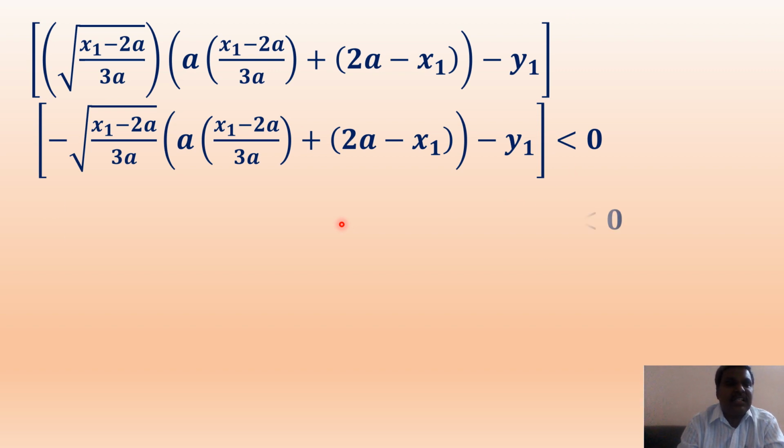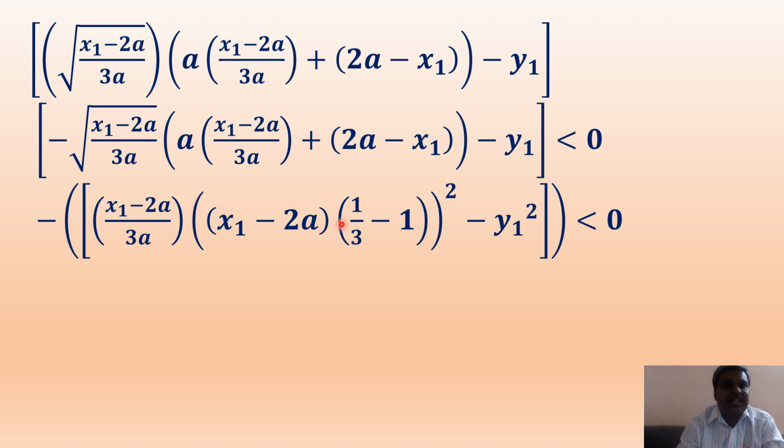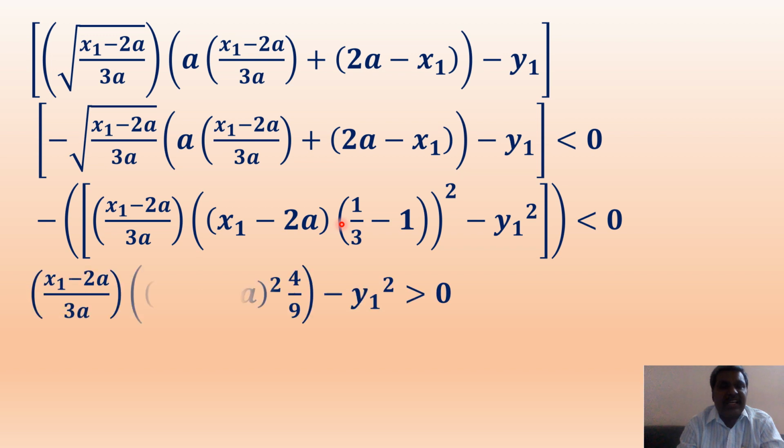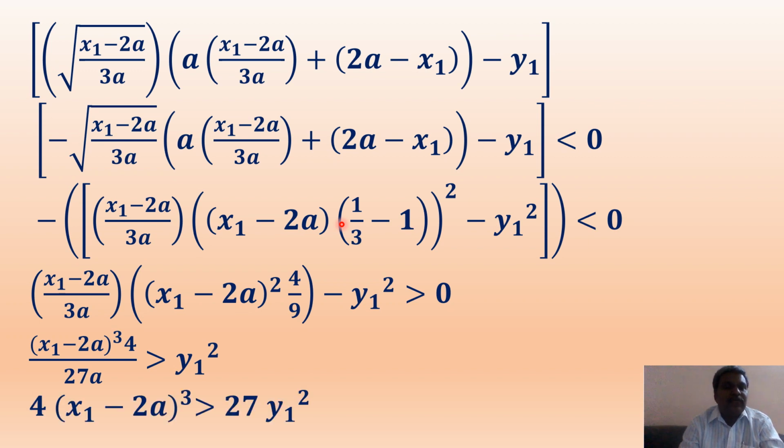Right? On simplifying this equation, we get an (a plus b) into (a minus b) form. That is, after taking the minus common, we obtain (x1 minus 2a) by 3a into [(x1 minus 2a) into (1 by 3 minus 1) whole square minus y1 square]. Remove the minus and change the inequality. We obtain (x1 minus 2a) by 3a into [(x1 minus 2a) whole square into 4 by 9 minus y1 square] greater than 0. Just by simplification, (x1 minus 2a) whole cube into 4, divided by 27a, is greater than y1 square. That means 4 into (x1 minus 2a) whole cube is greater than 27 y1 square.